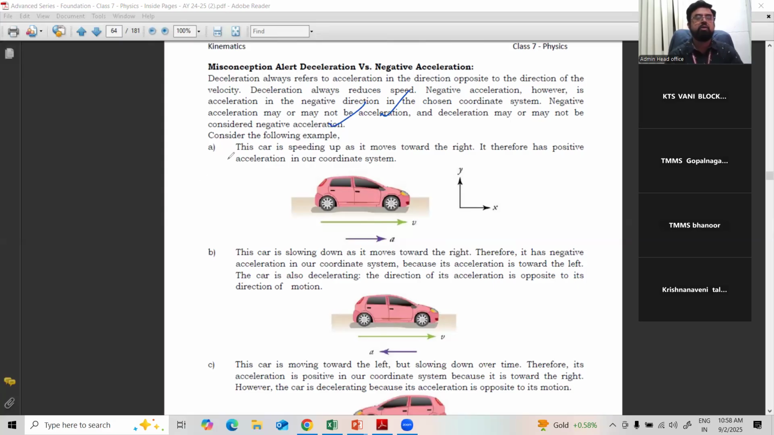This car is speeding up as it moves towards the right. It therefore has positive acceleration. This car is slowing down; see, the direction of acceleration is opposite, towards the left, while it moves towards the right. Therefore, it has negative acceleration in our coordinate system because its acceleration is towards the left. The car is also decelerating. The direction of acceleration opposite to the direction of motion is called deceleration. Just common examples you can see.